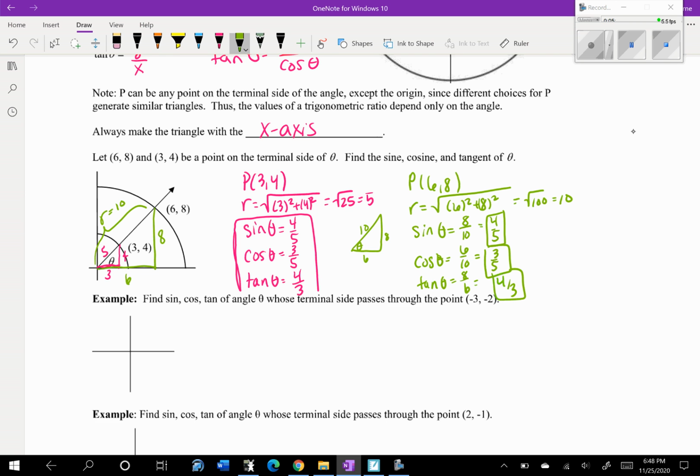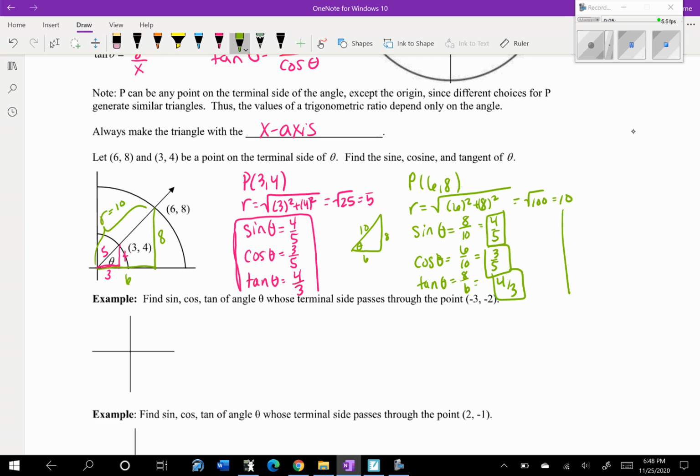So notice that, again, like we said, in this case we have the point (3, 4) and the point (6, 8), which of course have different radii, but the trig ratio ends up being the same, which is why we like using our unit circle, because, like we said before, the values of a trigonometric ratio depend only on the angle. So they have the same angle, different radius, but they still give you the same trig ratio because it reduces into the same thing.